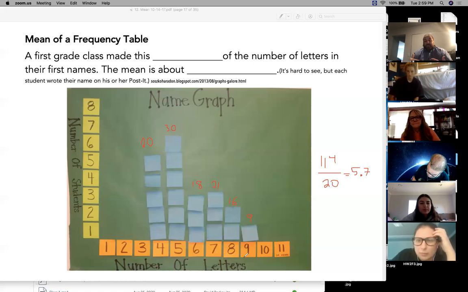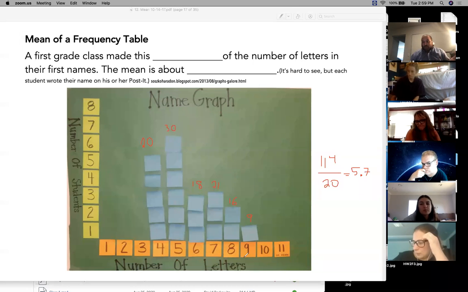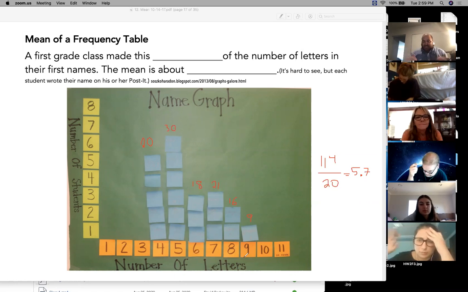Think of it like this. Suppose you took 20 tests and you got a 4 on 5 of them, a 5 on 6 of them, a 6 on 3, a 7 on 3, an 8 on 2, and a 9 on 1. And I say, what's your average? You will add up all your 20 scores, all the 4s, all the 5s, all the 6s, and so on. It's the same thing here, right? Does that make sense?